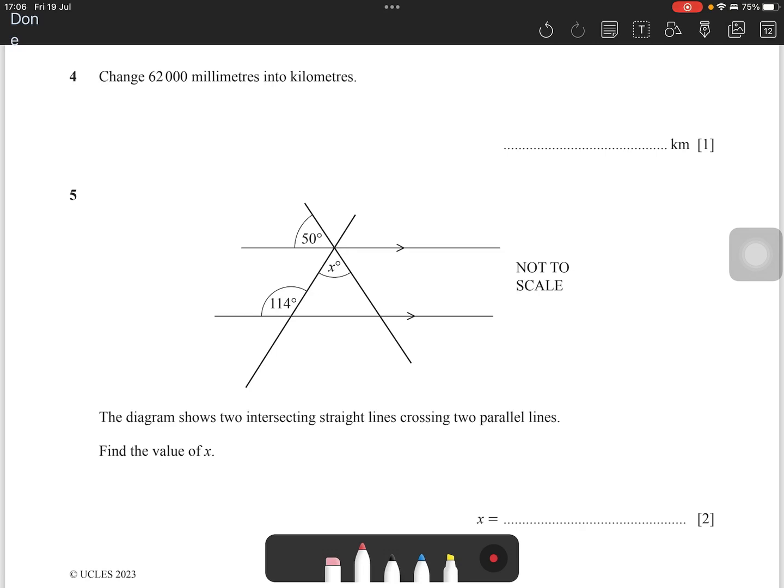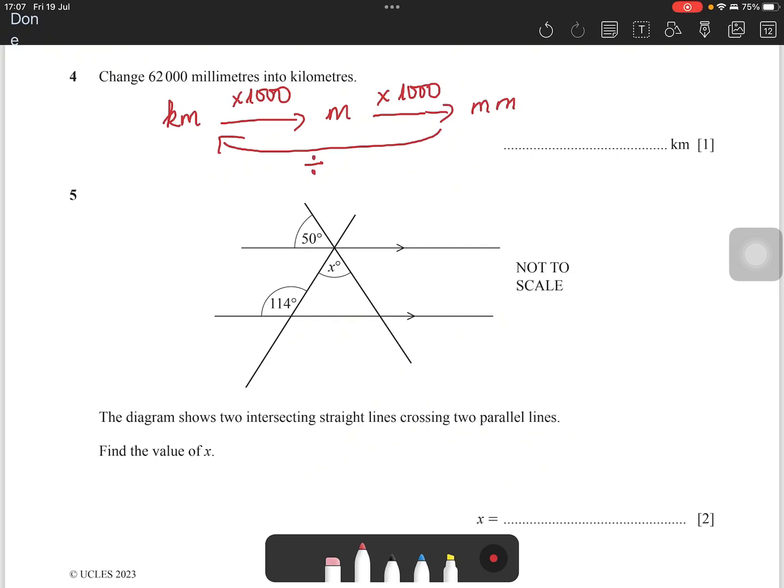Question 4. Change 62,000 millimeters into kilometers. First, we know the relationship between kilometer to meter and then to millimeter. From kilometer to meter, we need to multiply by 1,000 because 1 kilometer is 1,000 meters and 1 meter is 1,000 millimeters. So to convert from millimeters to kilometers, we need to divide by 1,000 times 1,000, which is 1 million.